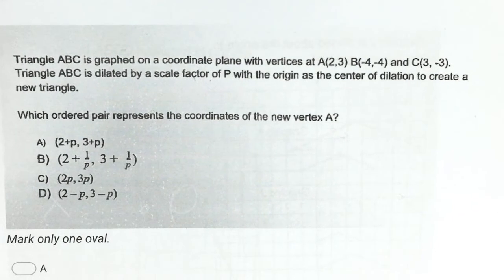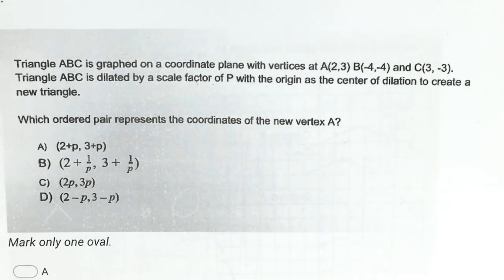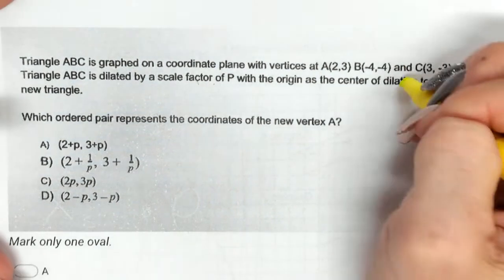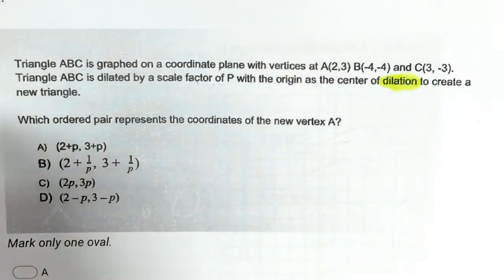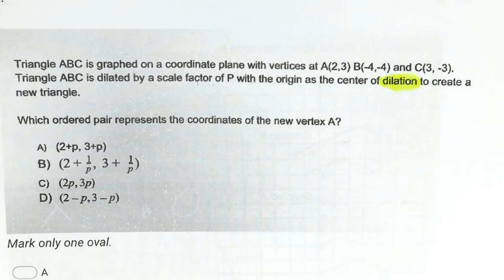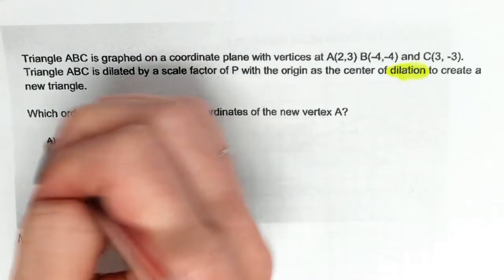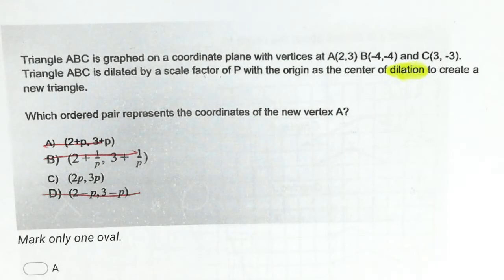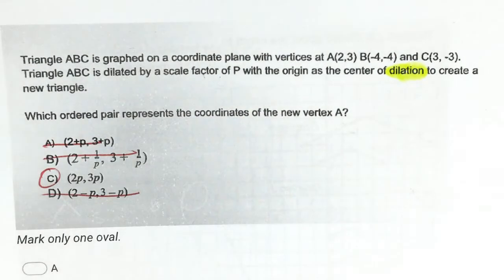What was your clue word on this one? Dilation. And we know that dilation is a multiplication rule, yes? So which answer choices could you mark out because they are not multiplications? A, B, and D. Did you even need to read the rest? No, but let's look at why just in case.